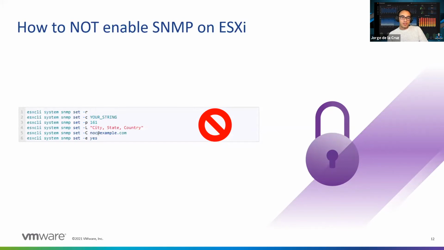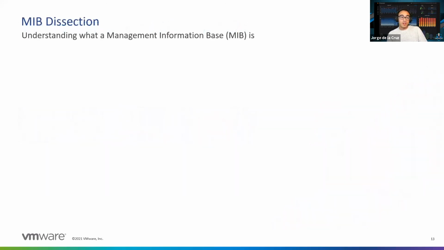And this is how to not enable it in ESXi. Once again, probably the first result, if you search SNMP ESXi, these are the commands that you will see. Please don't use them because they are really insecure. They are version 1, and they expose a lot of information. What information? I can show it to you later on in the next slides.